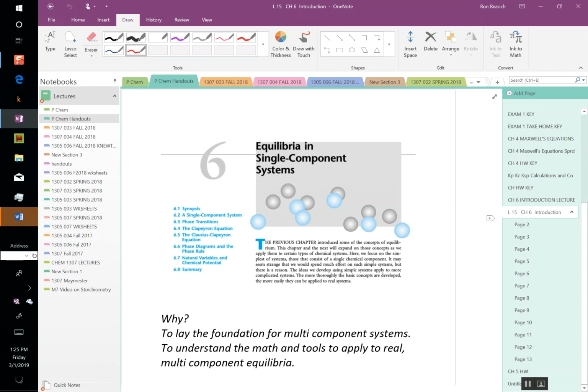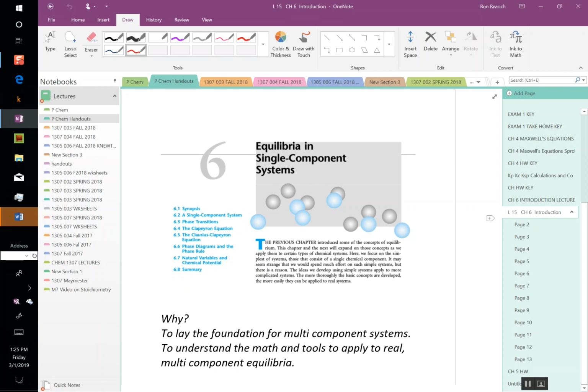Chapter 6 is equilibria in single component systems, and Chapter 7 is equilibria in multi-component systems. All right? And why is it this way? Well, multi-component systems are complicated systems. So when I say, why are we doing this? Lay the foundation. In Chapter 6, we're laying the foundation for how to approach a multi-component system.